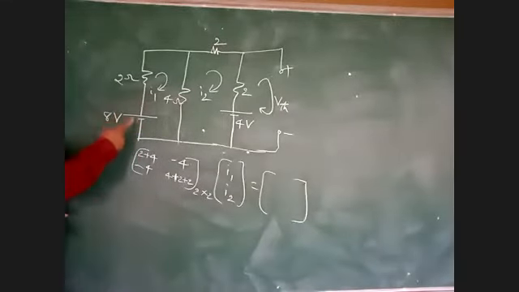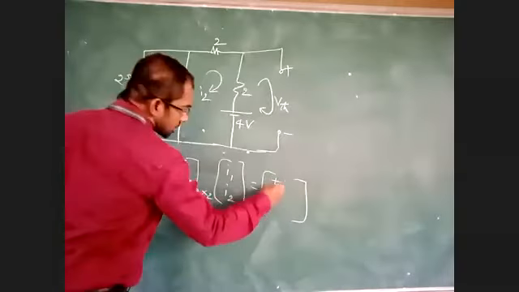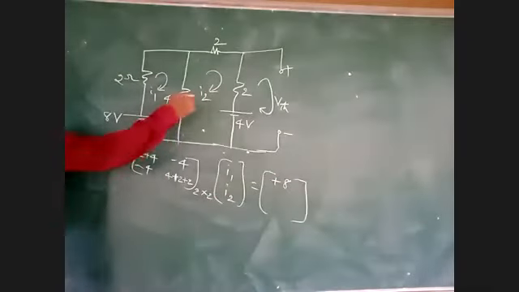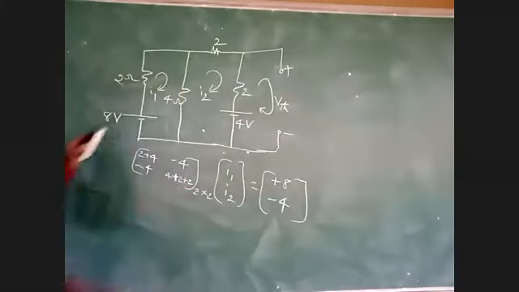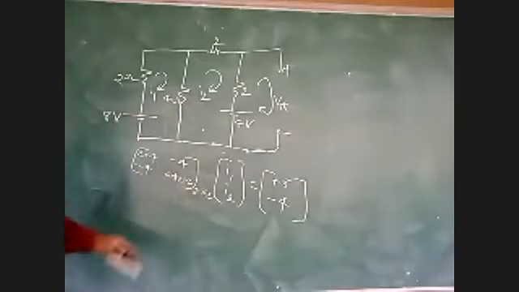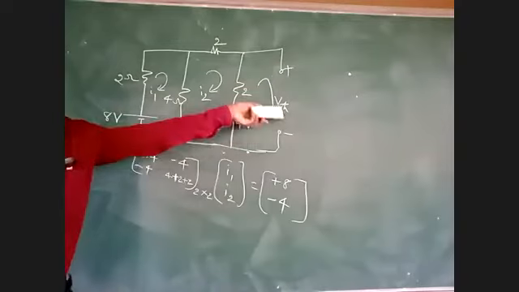Plus 8, because in the first loop we see the I1 direction. I1 is flowing from minus to plus, and minus to plus means plus 8. In the second loop, there is only one voltage: minus 4. Plus 2, minus. Plus or minus? Minus. Now there is no loop here because an open circuit is there.